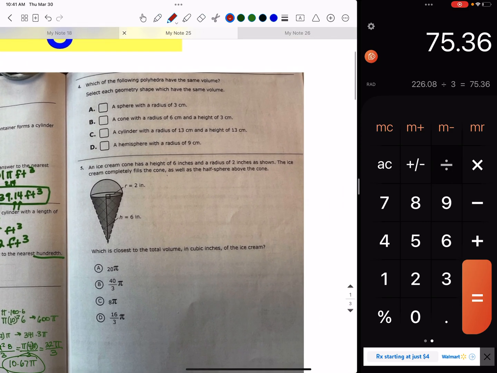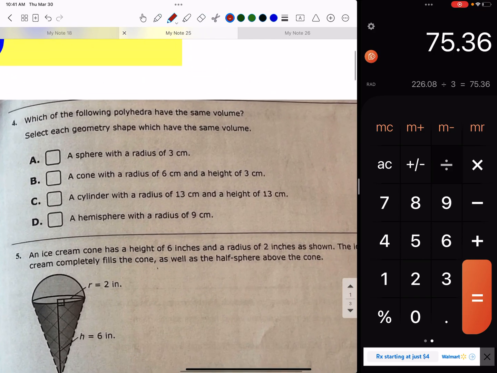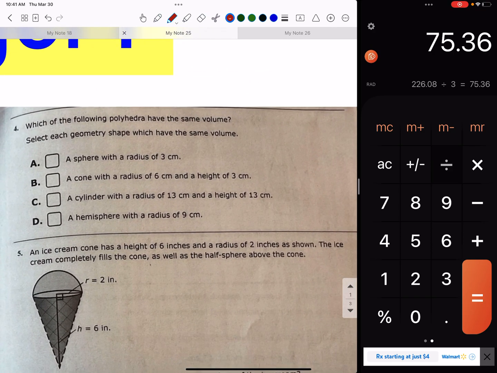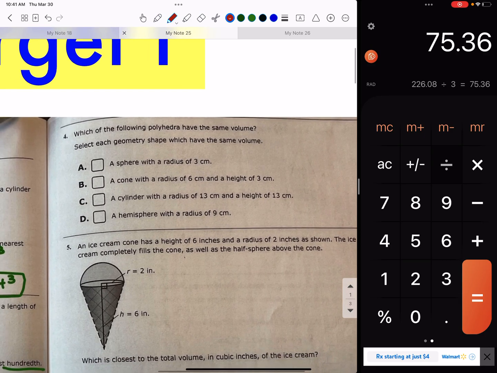Okay, number 4. Which of the following have the same volume? A sphere with radius, so sphere, 4/3 pi r cubed. A cone, pi, a circle, give it some height, divide by 3. Crush the bottom. A cylinder is a circle with some height, and a hemisphere is a circle that we make 3D. We don't do the full fraction, we do half of the, not 4/3, 2/3.